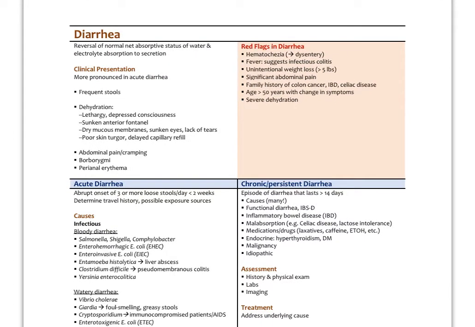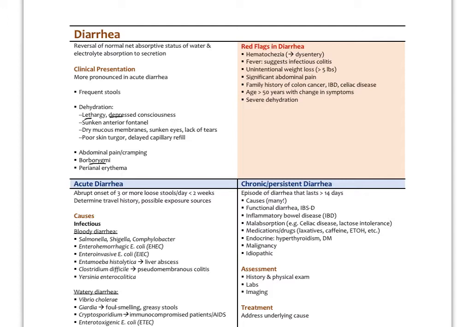So I'm always, for acute diarrhea like gastroenteritis, traveler's diarrhea, looking for, is there lethargy, depressed consciousness, that might indicate severe dehydration. Sunken anterior fontanelles, that would be in the children, you'd see that. But dry mucous membranes, sunken eyes, lack of tears, poor skin turgor, so you pull up on the skin on the back of the hand, for example, and it doesn't really stick up, there's not a lot of moisture there. And then delayed capillary refill. These would all be kind of red flags for severe dehydration. Abdominal pain, cramping, lots of borborygmi, which is the sounds of the intestinal churning that we can hear with the stethoscope, and then perianal erythema, just from frequent passage of stool.